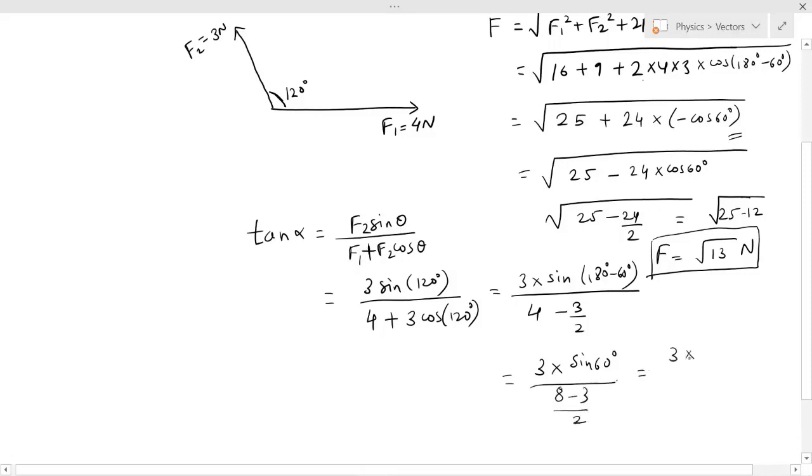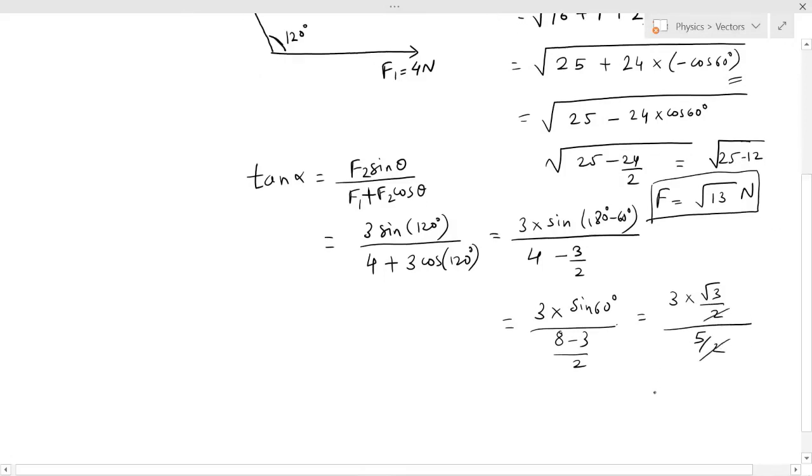So this becomes 3 into root 3 by 2 divided by 5 by 2. So this 2 gets cancelled. So this becomes 3 root 3 divided by 5. This is my tan alpha. So what is alpha then? Alpha is nothing but tan inverse of 3 root 3 by 5.